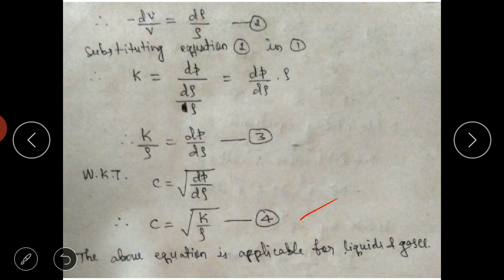Next, the above equation is applicable for liquids and gases. The same equation is applicable. For gases the rho value will change, as we compress, the density value will change, but for liquids it will remain constant. So that is the difference.